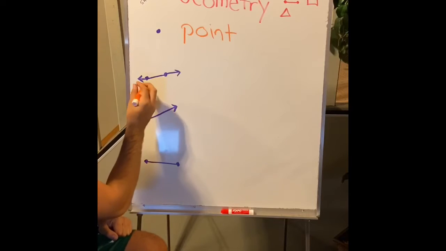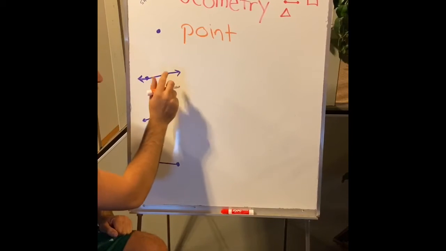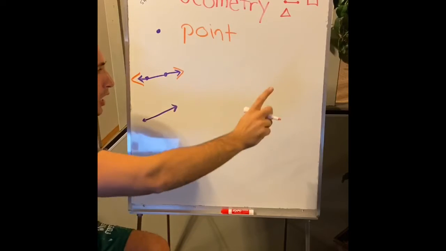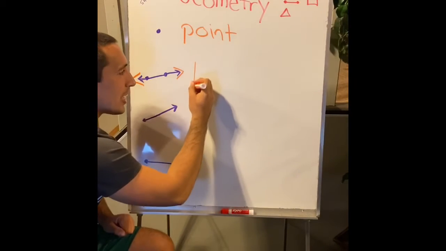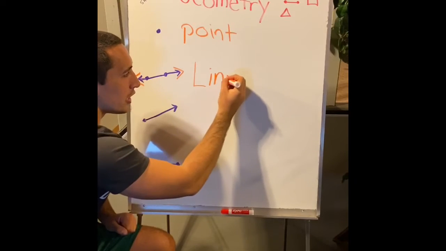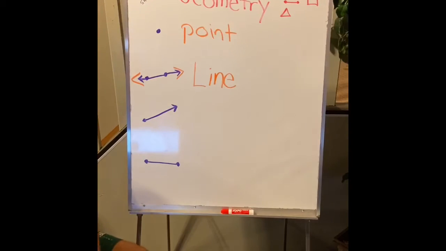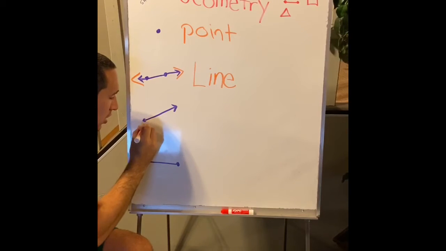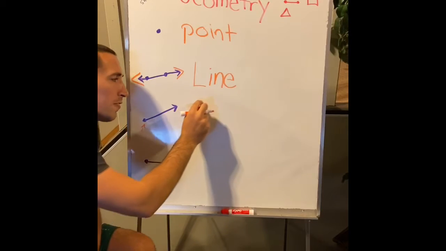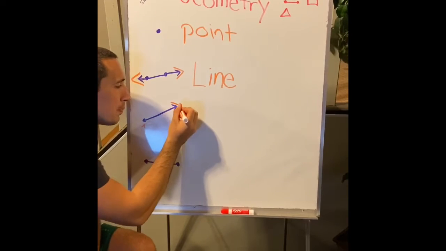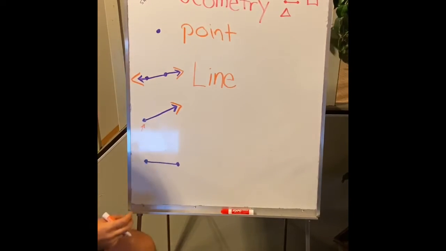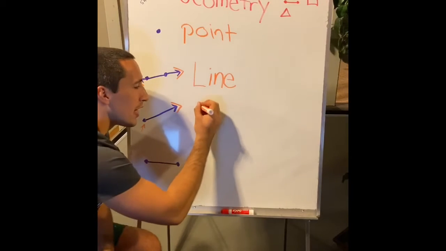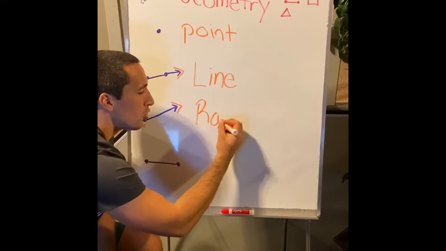Moving on, this is a line that goes on forever in each direction. This line keeps going. This is just a line. Our next one is, we have an end point here, and then it goes on forever in this direction. This arrow means that it just keeps going. So if it has an end point and it keeps going in one direction, that is going to be called our ray.